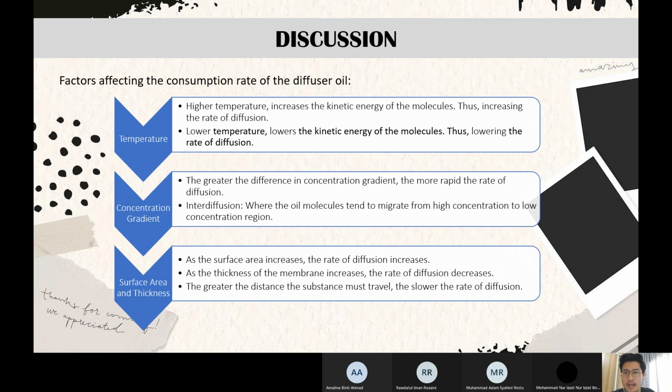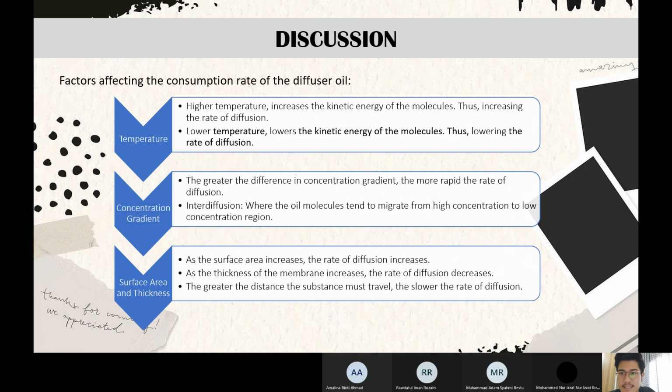So there are several factors that affect the consumption rate of the diffuser oil. One is the temperature. The higher the temperature, the more it increases the kinetic energy of the molecules, thus increasing the rate of diffusion. And if the temperature is lower, it lowers the kinetic energy of the molecules, thus lowering the rate of diffusion.